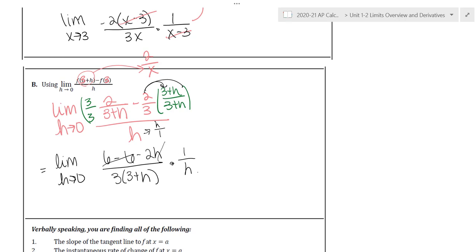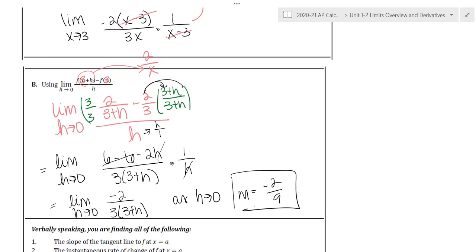These h's cancel out. And I'm left with the limit as h approaches 0 of negative 2 over 3 times 3 plus h. Now I can plug in, and I can say as h approaches 0, after I substitute that in, I get my slope, that's negative 2 over 9. So either way works to find this.